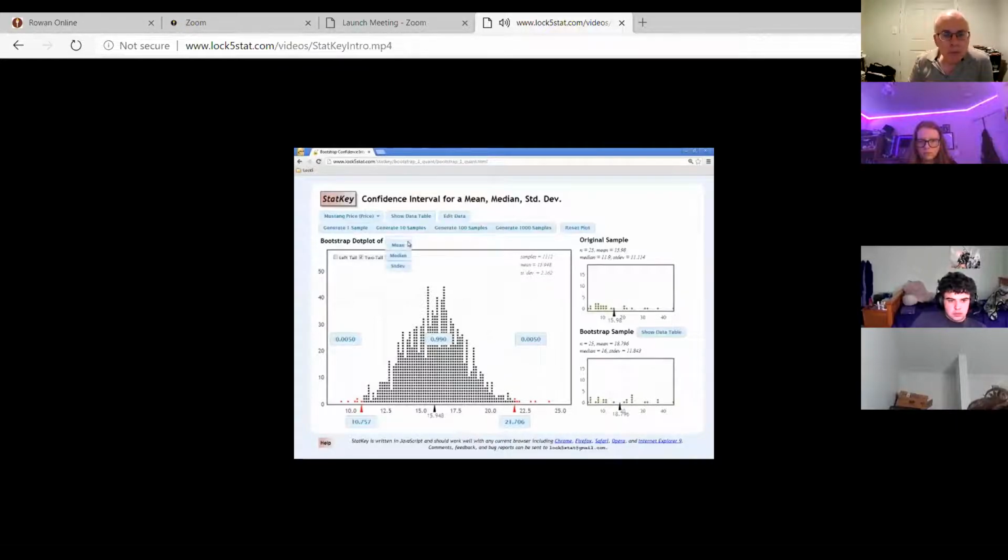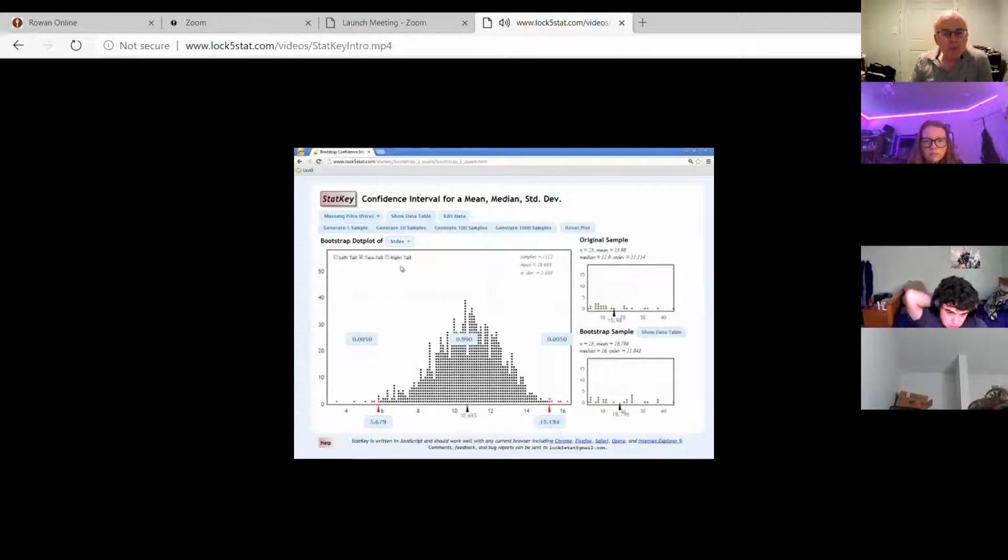If we'd rather change this to a different parameter like the standard deviation, we can do that and get a distribution of the standard deviation instead, and now we find a confidence interval for standard deviation. Okay, so let's go back to the main menu.